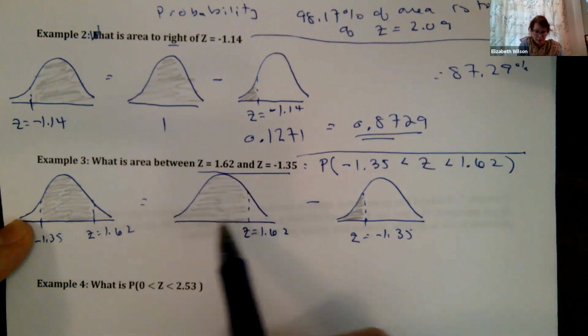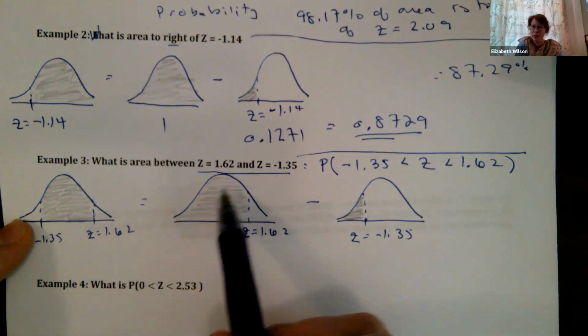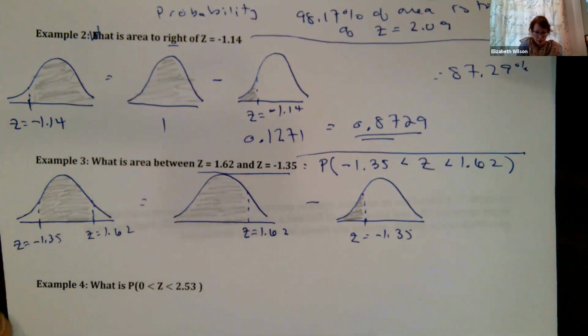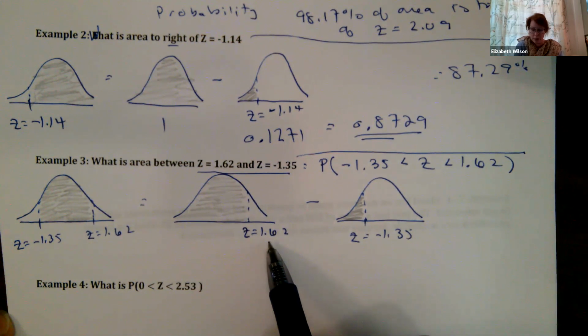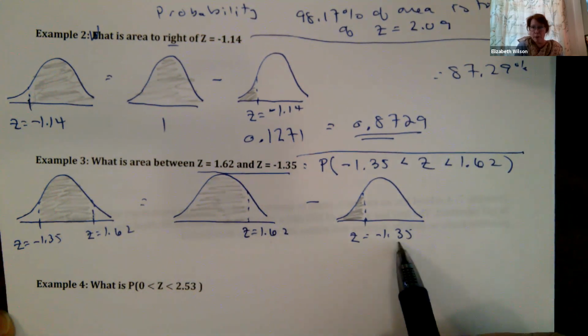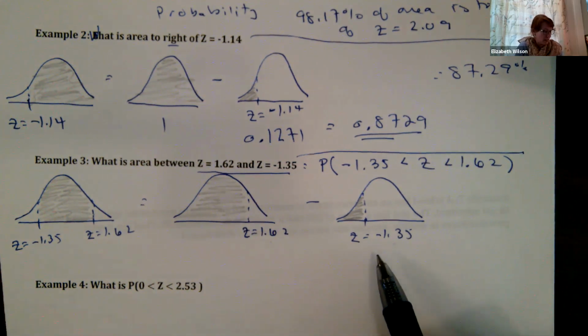I've got this overall thing, and I subtract out this little bit here. That's going to give me the area between those two z values. So I need to look up the z value for 1.62. What's the probability associated with that? And what's the probability associated with z equals minus 1.35? Okay, and I get those from the table.